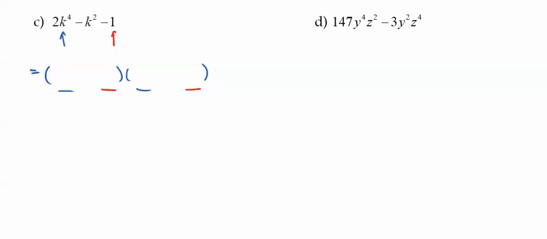2k to the 4, what are the two terms that will give us a product of 2k to the 4? 2k squared, I heard 2k squared, and k squared. These two will multiply to give us 2k to the 4. What about the one at the back? What are the two numbers here and there? 1 and 1, yes.